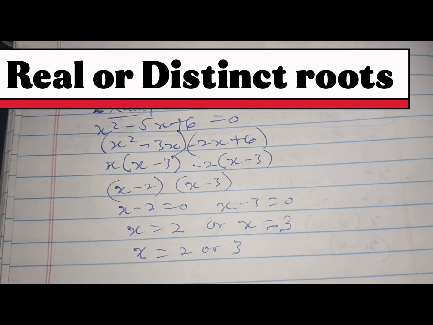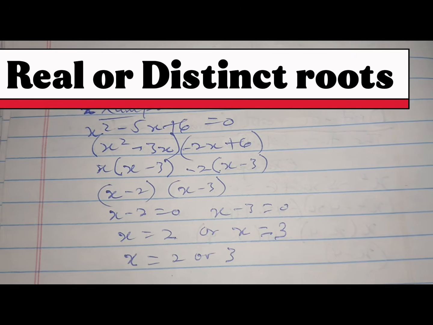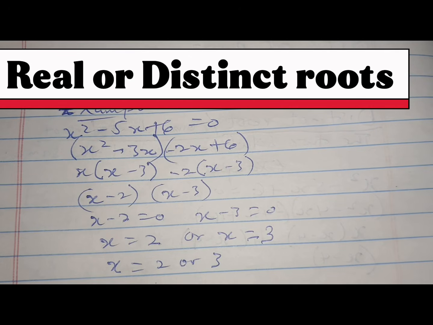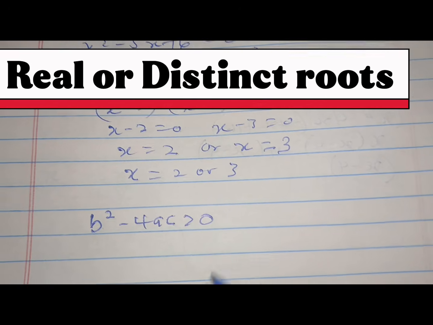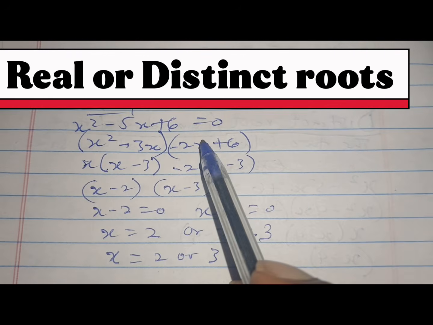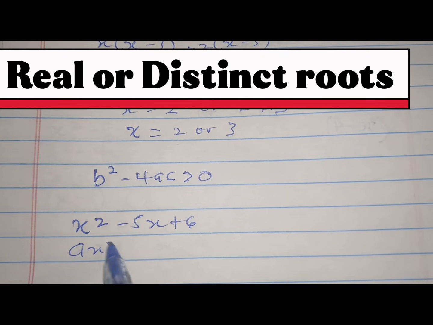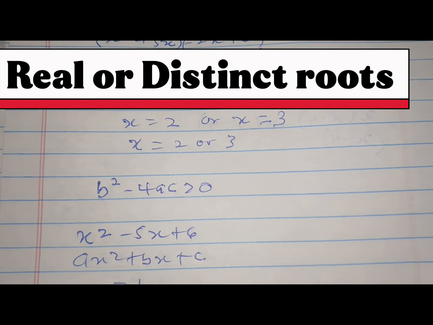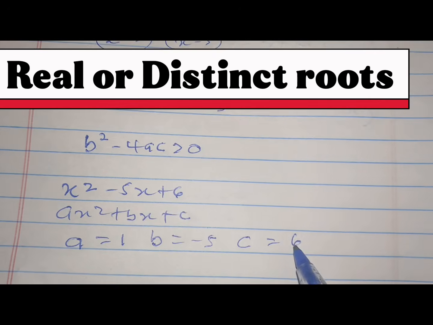Now, another way to find or to indicate this is by using the discriminant. And we said that for us to find a distinct root, the discriminant b squared minus 4ac should be greater than 0. In this case, let's compare the equation given with a general quadratic equation. Now, the general quadratic equation is ax squared plus bx plus c. Now, in this case, our a is 1, b is minus 5, and then c is 6.